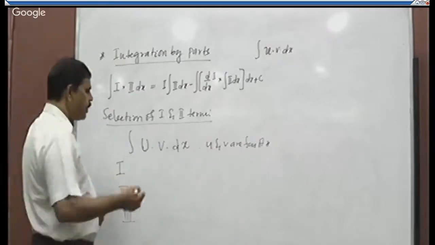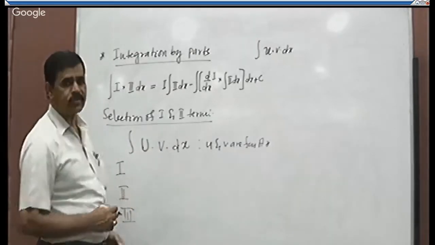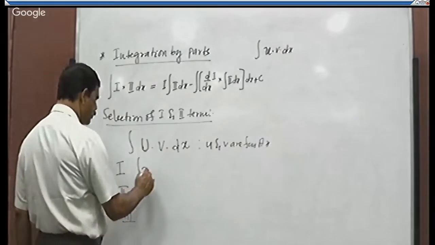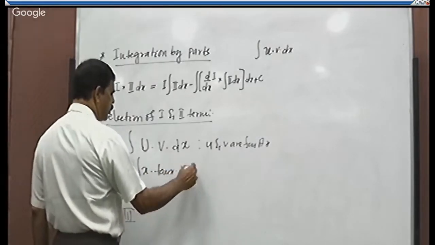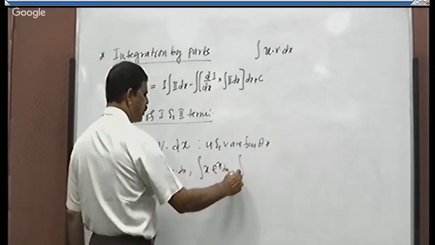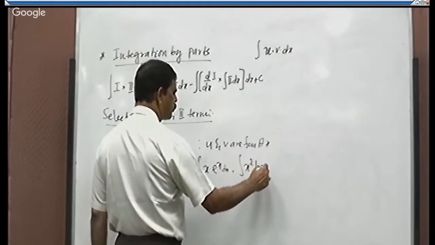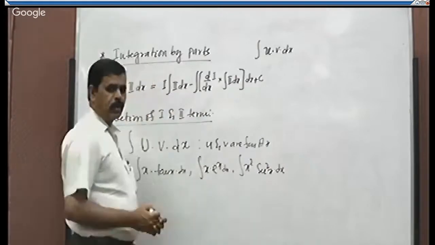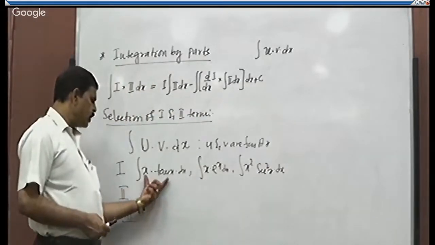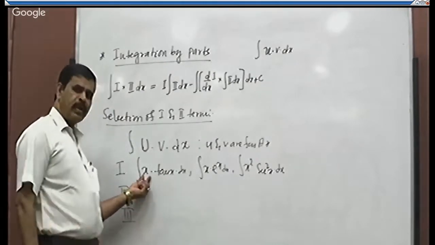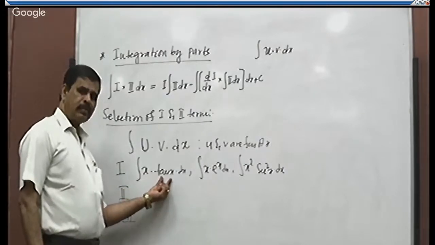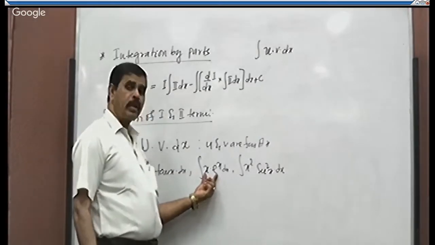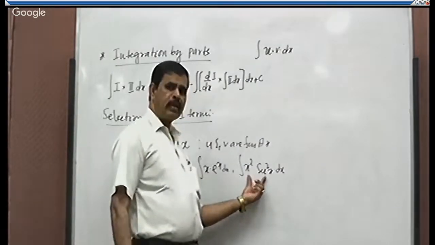In the first step, among the two functions, if both are integrable, it means what? Suppose there is x into tan x, x into e power x dx, x square into log x, or I will take secant square x dx. I mean to say that both the terms u and v should have integration. Do you find integration for x? Yes, it is x square by 2. We have integration for tan x, that is log of secant x, correct? Both are integrable. Come to this example: this is x, this is e power x. Both are integrable. X square is having integration, secant square x is also integrable.